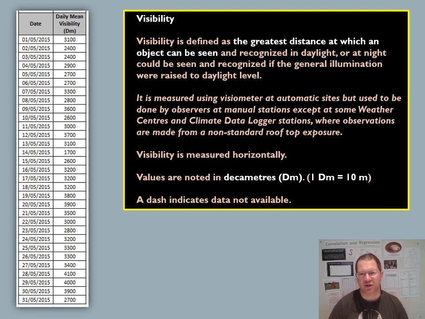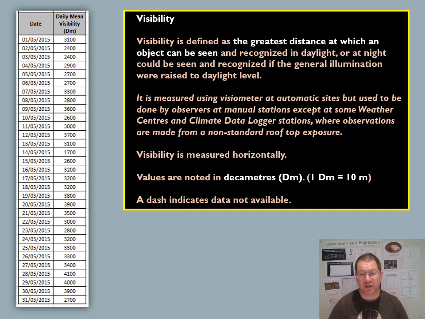Visibility is defined as the greatest distance at which an object can be seen. There's a paragraph about how it's measured. It's measured horizontally, but that makes sense because it would be a bit daft if it was vertical, because you can look up and see the moon at night, and that is certainly further away than we're talking about here. So we are talking about horizontal distances.